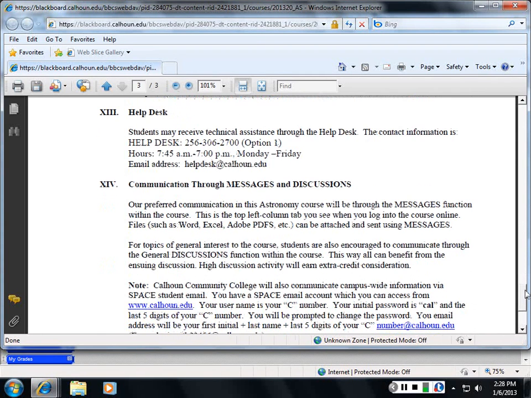Help desk. If you have technical problems dealing with Blackboard or your possible browser problems, then you can contact the help desk, and hopefully they can help you address those problems.